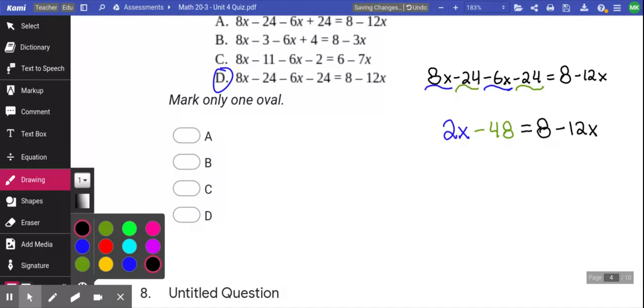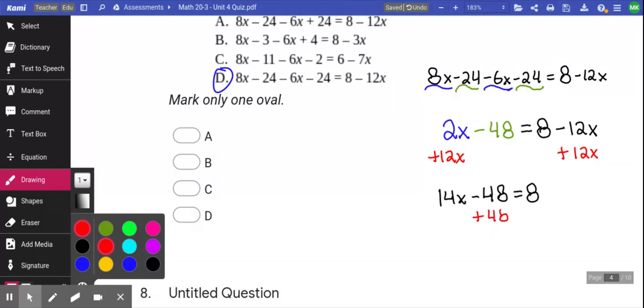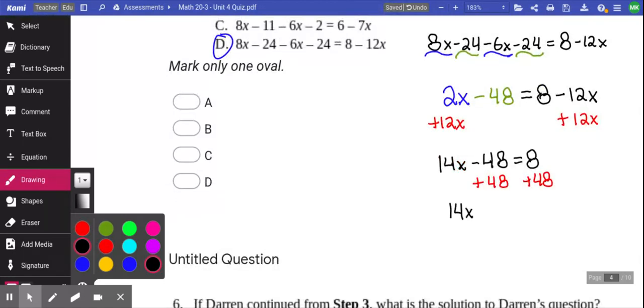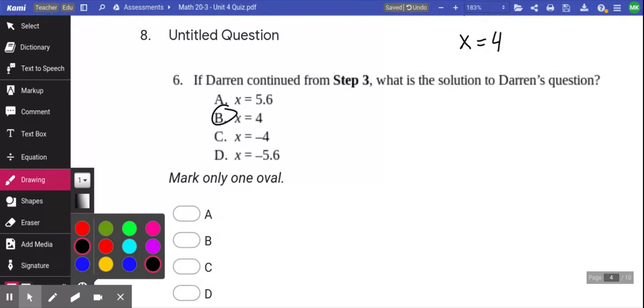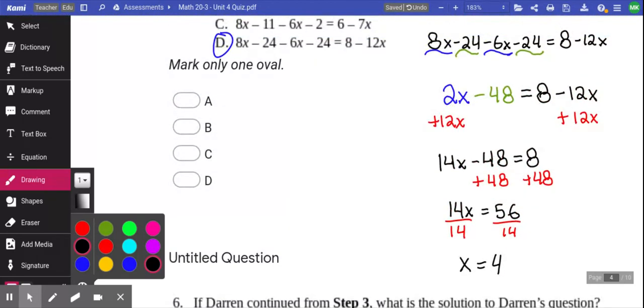Now I get to that situation where I have x's on both sides, so I need to move my x over by adding 12x from one side to the other side. That gives me 14x minus 48 equals 8. I'm going to move that 48 to the other side by adding 48. That gives me 14x equals 56. Then I divide both sides by 14, which would give me x equals, I believe it's 4. If we look down, 4. Fantastic. That's a hard question.